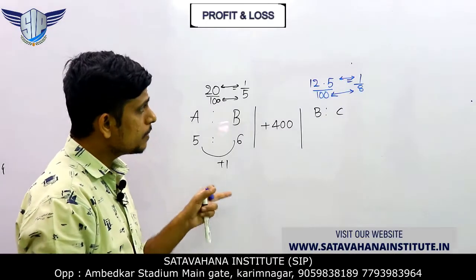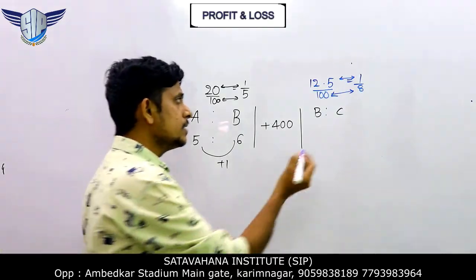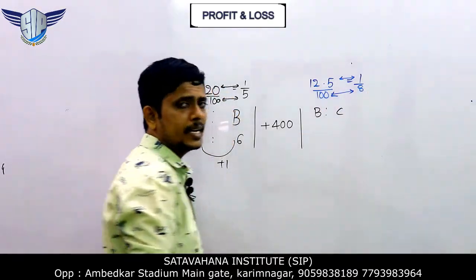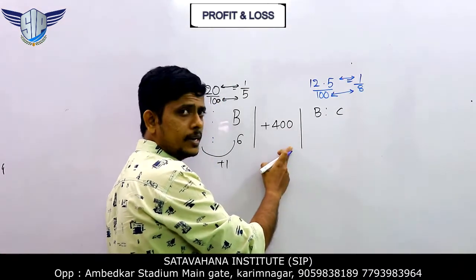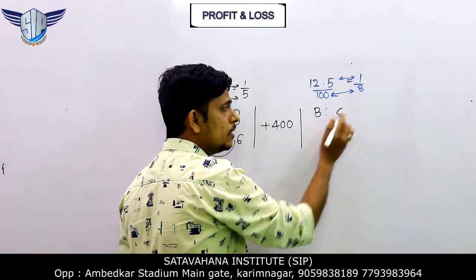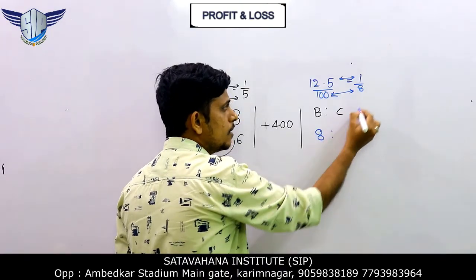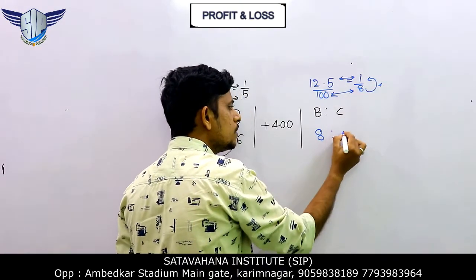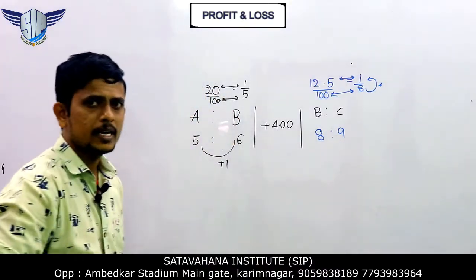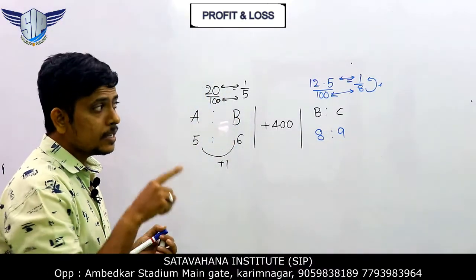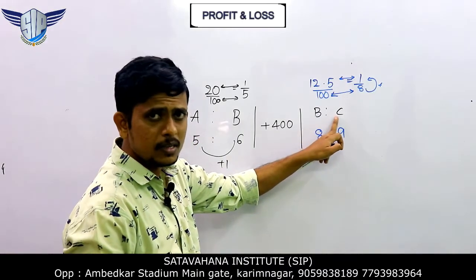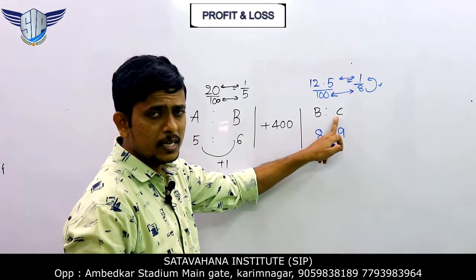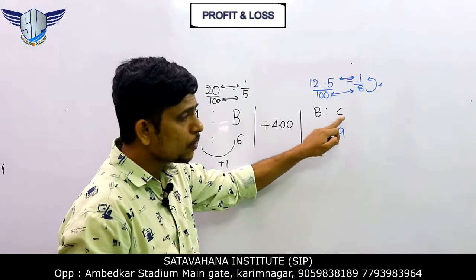Therefore, we can write 100 plus 12.5, or in the same place, 8 plus 1. Therefore, here the cost price of B after spending 400 is 8 parts and profit is 1 part. Therefore 8 plus 1 is equal to 9. And in this question, C purchased the article with 4,500. That means the cost price of C is 4,500.